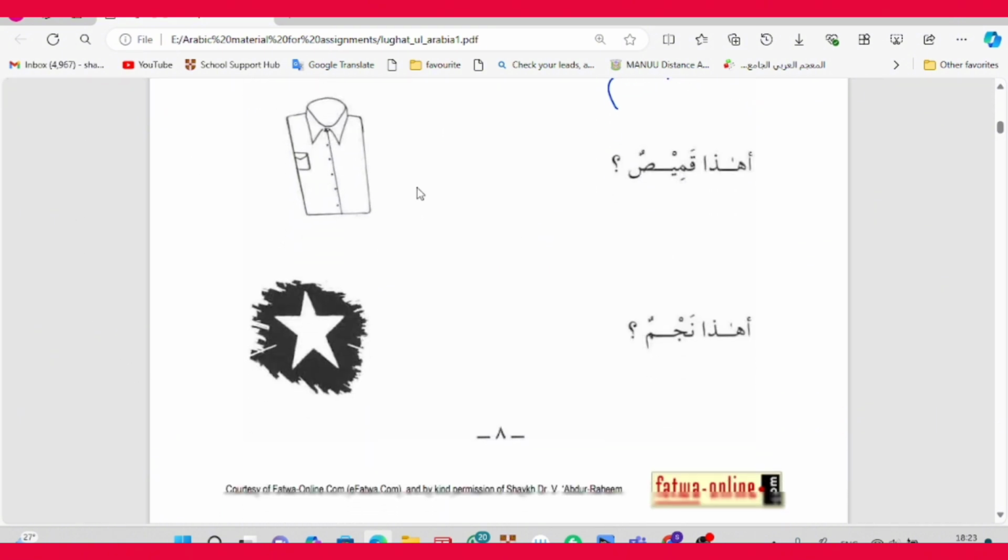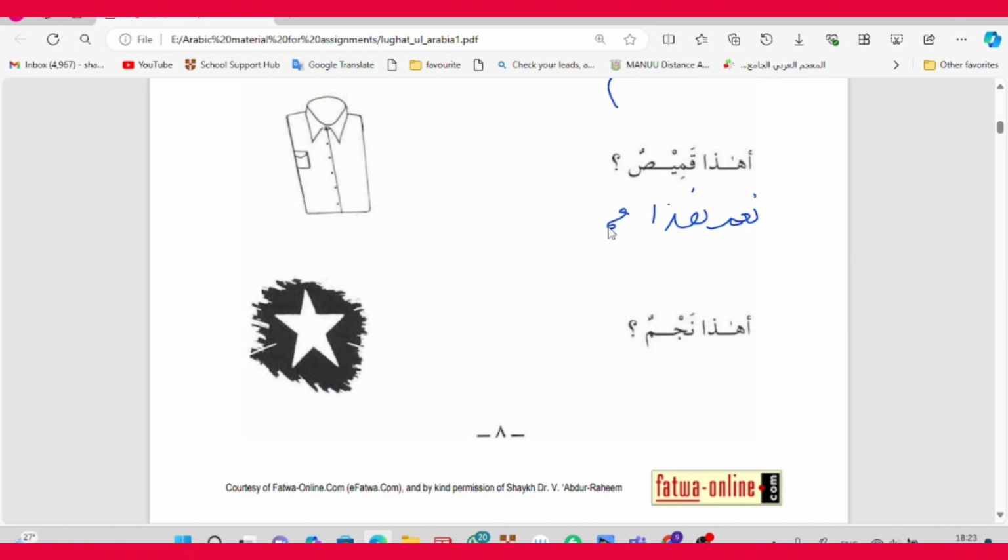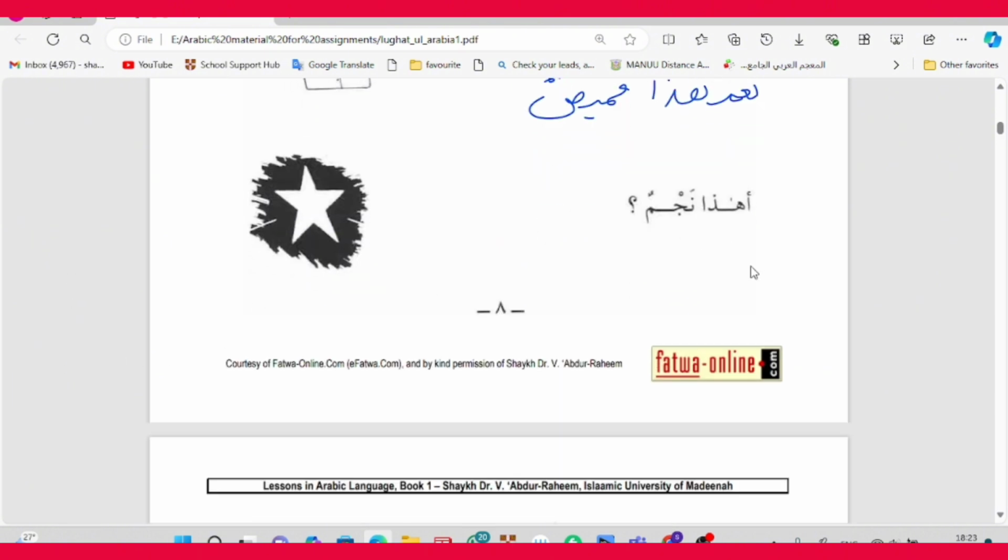Okay, number 2, hada qamis, is this a shirt? So yes, it is. So you will say naam, hada qamis. Hada najm, is this a star? So you will say naam, yes, hada najm, yes, it is a star.